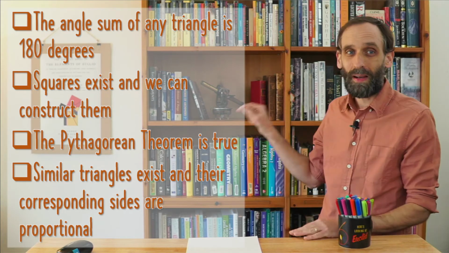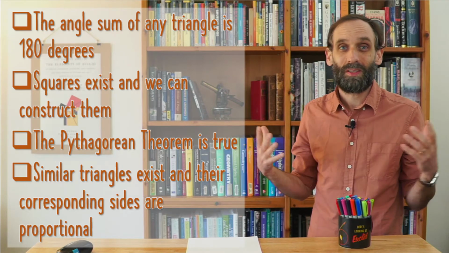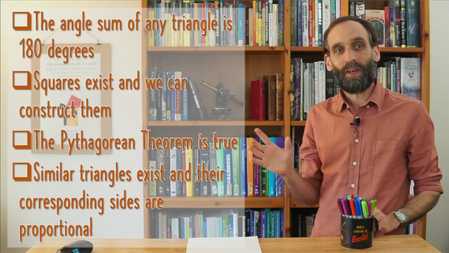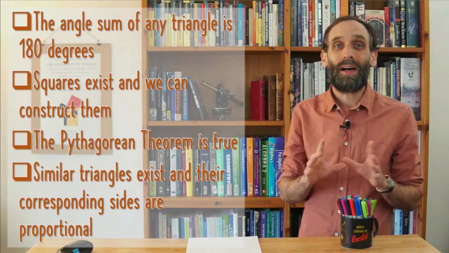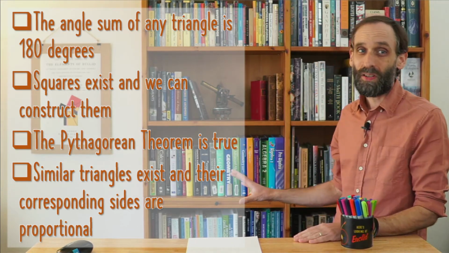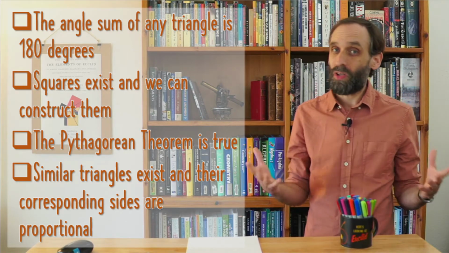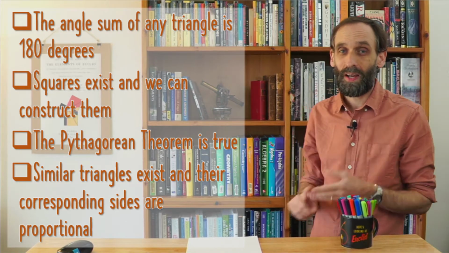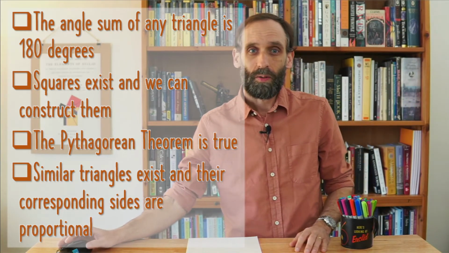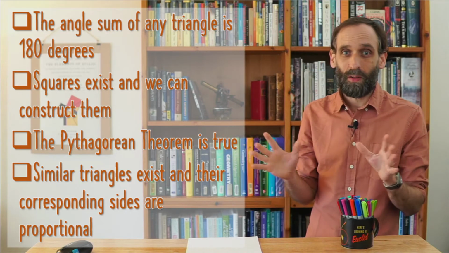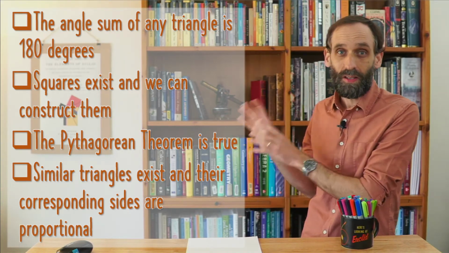Also, we proved that the Pythagorean Theorem is true, another useful measurement tool, and probably the most famous theorem in all of geometry. And finally, this last one here, that similar triangles exist and their sides are proportional. This, it turns out, is really important for different measurement tools, including those trig functions, sine, cosine, and tangent. They all rely on this similar triangles theorem.